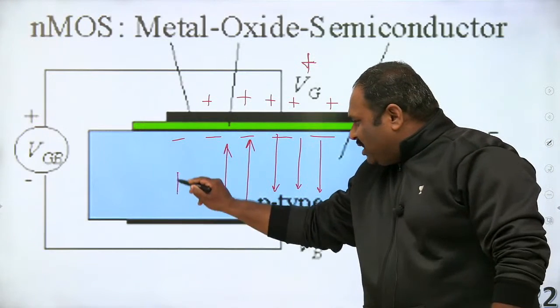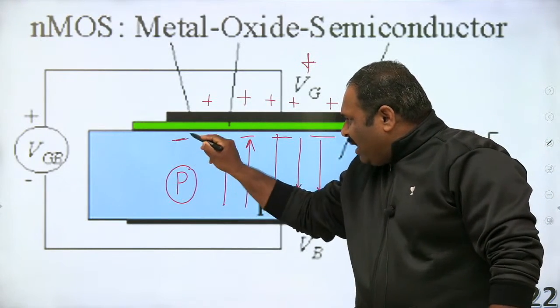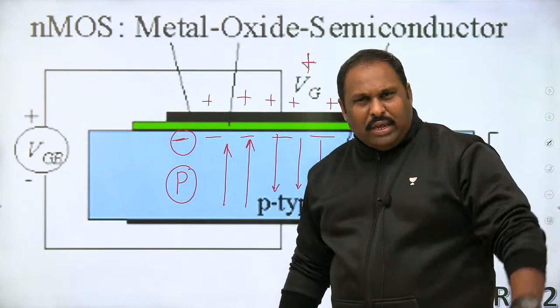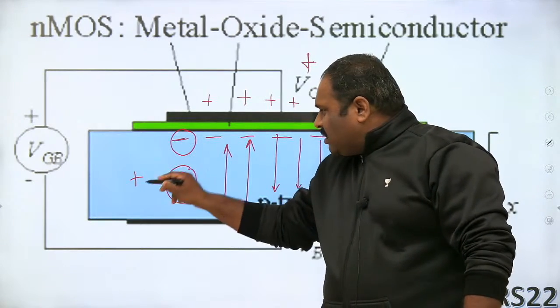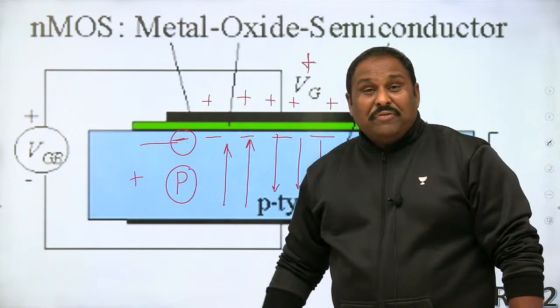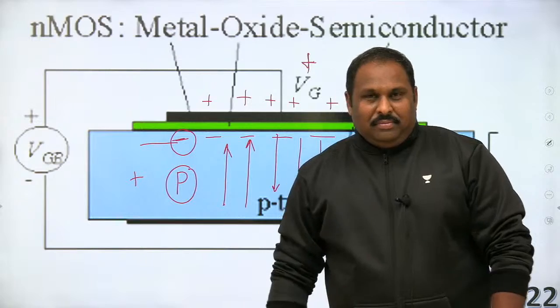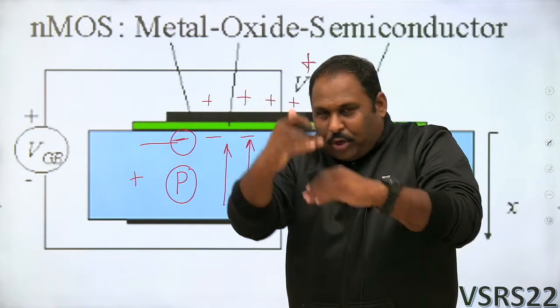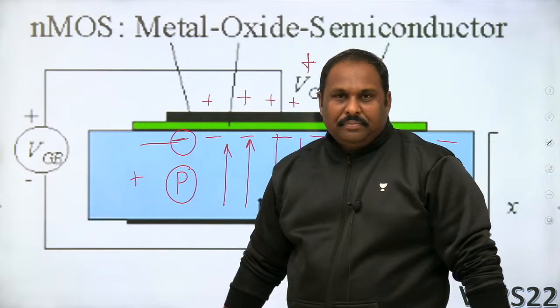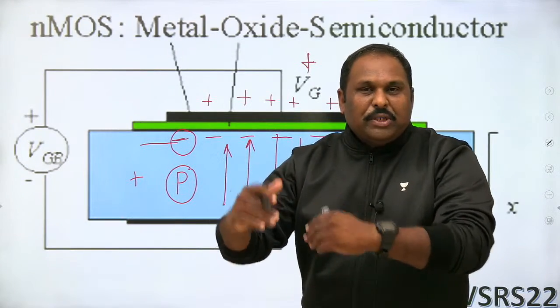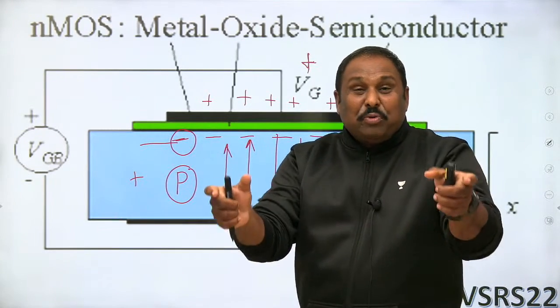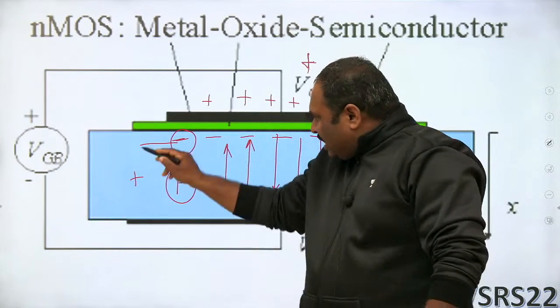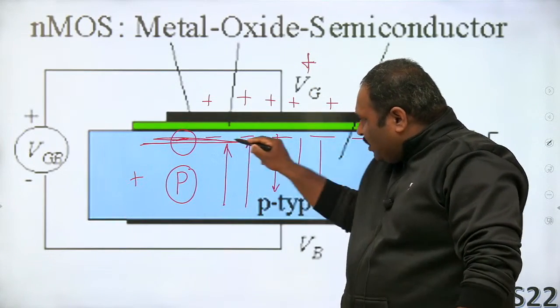But whenever a p region is there and a minus is here, p जिसमें होल्स हैं, and you have a minus here, there is always a potential difference which is large. वो सबस्ट्रेट और चैनल के बीच में जो पोटेंशियल डिफरेंस बनती है, पॉजिटिव और नेगेटिव के बीच में होने की वजह से सरफेस पोटेंशियल इज मैक्सिमम. सो सरफेस पोटेंशियल मतलब यहां पे पोटेंशियल डिफरेंस.